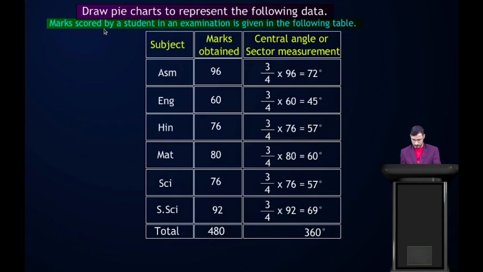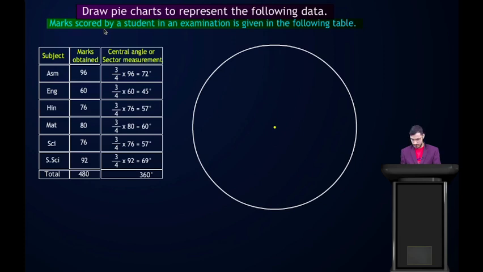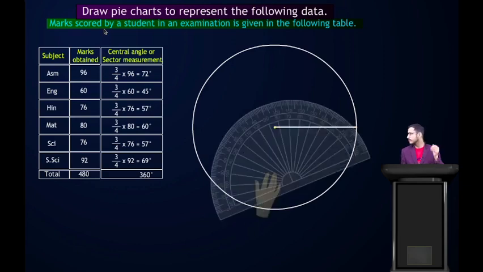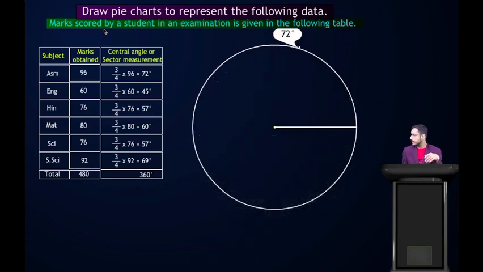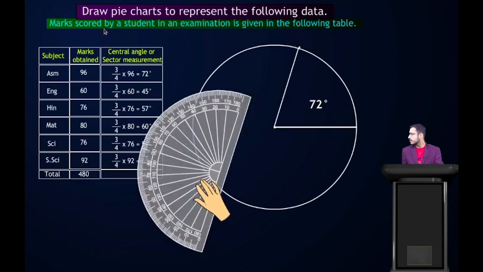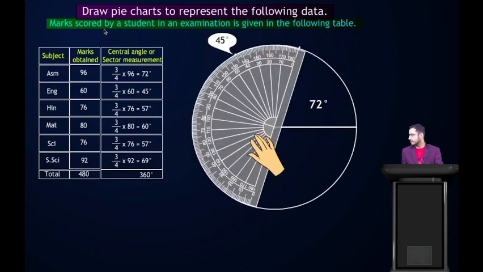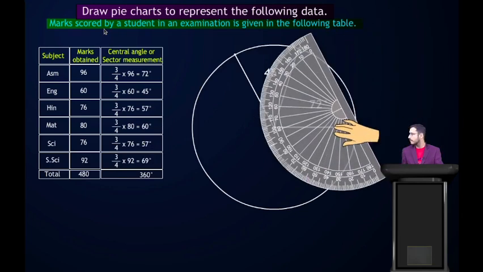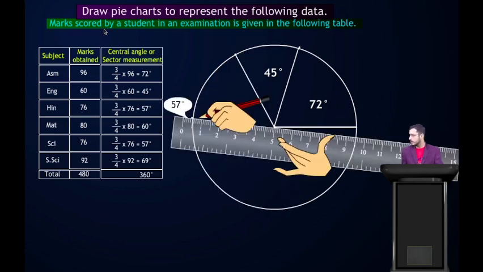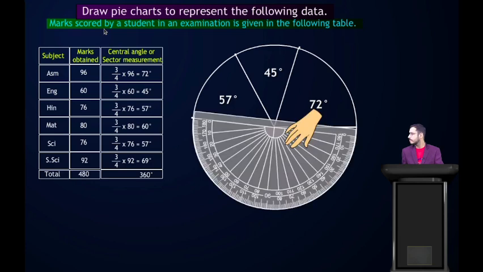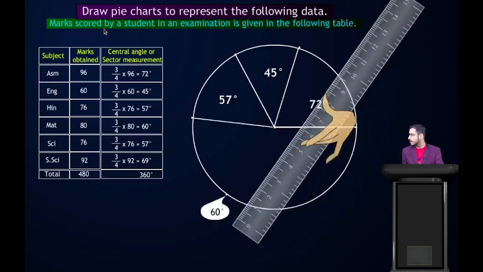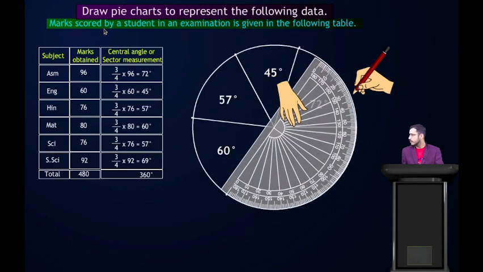Now draw the circle like this, taking any radius, and draw radius OA here, then draw all the angles like this one by one. 72 degree, then the second one, that is 45 degree, then the third one, 57 degree, you can see 57 degree, and then 60 degree, then 57 degree, and the last one is 69 degree.